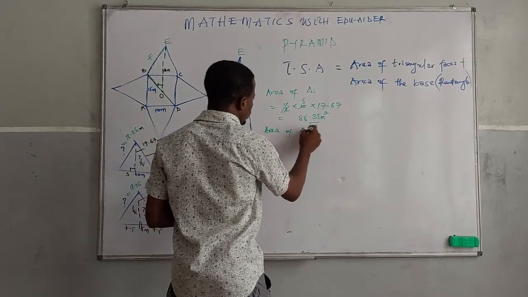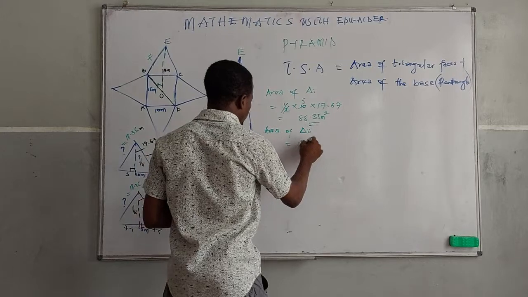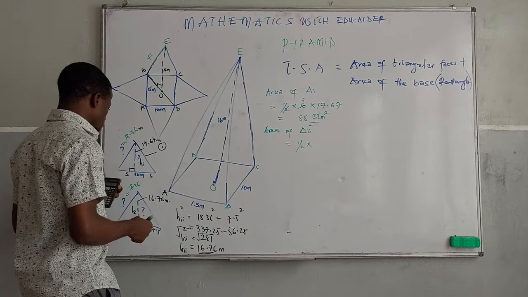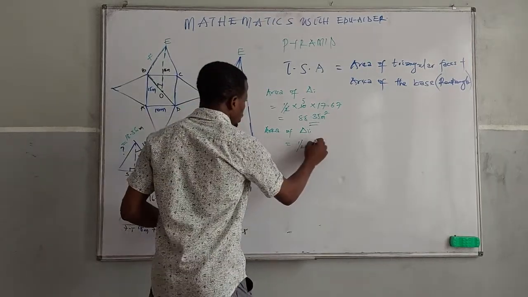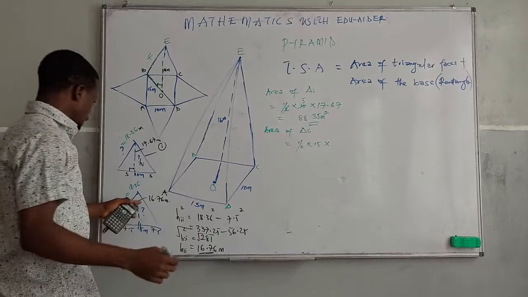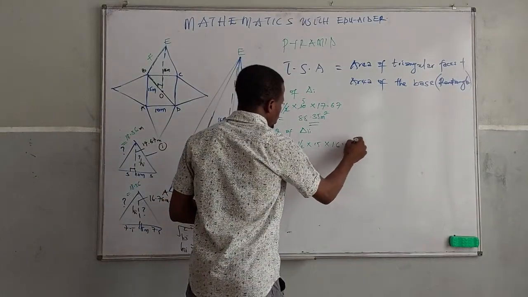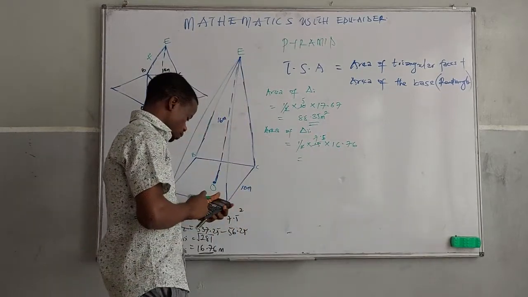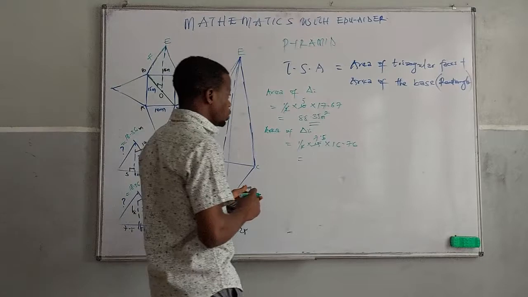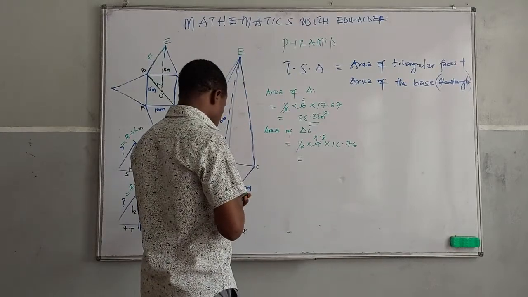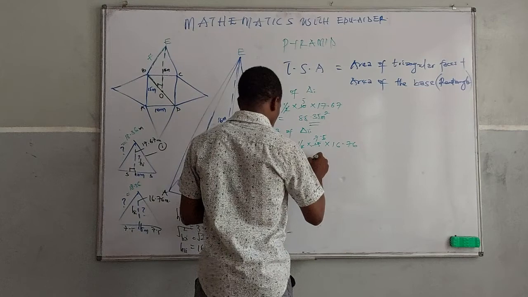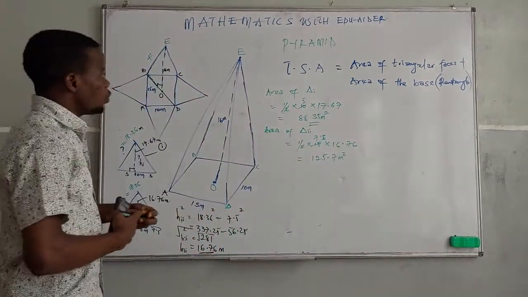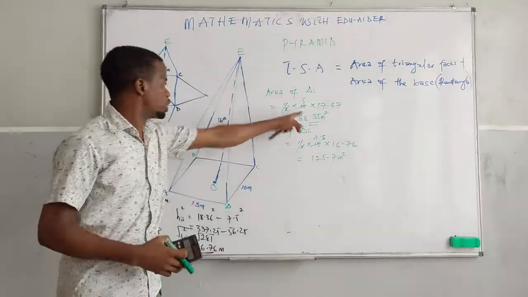The area of triangle 2 I will have, and what? The base is what? The base is 15. Half times 15, then times the height. The height is 16.76. Half of 15 is 7.5, times 16.76. That will be 125.7 meters squared. Don't forget the triangles.